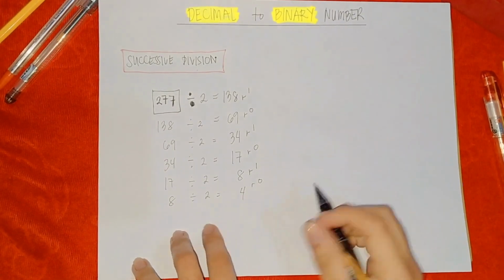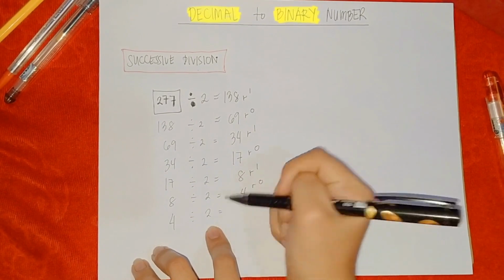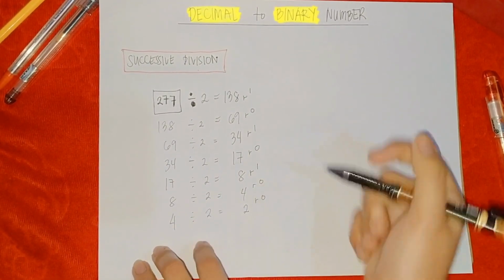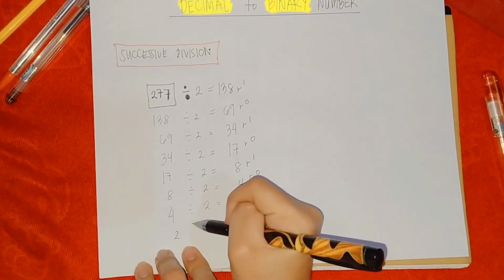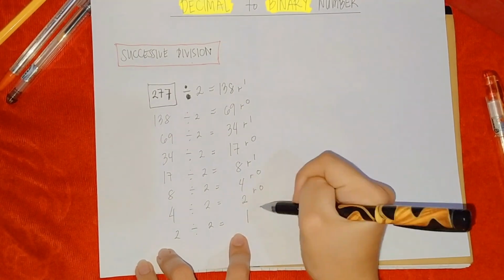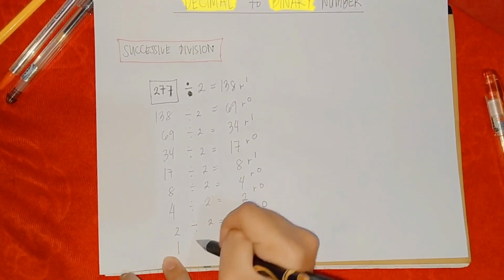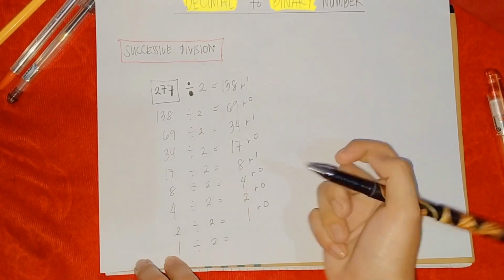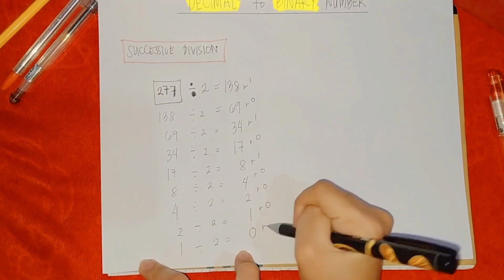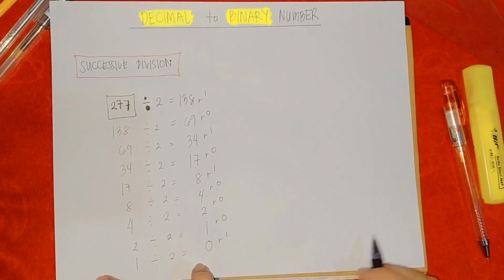So 8 divided by 2 is equal to 4, remainder 0. 4 divided by 2 is equal to 2, remainder 0. And 2 divided by 2 is equal to 1, remainder 0. And lastly, 1 divided by 2 is equal to 0.5. So 0, remainder 1. So we could stop here.